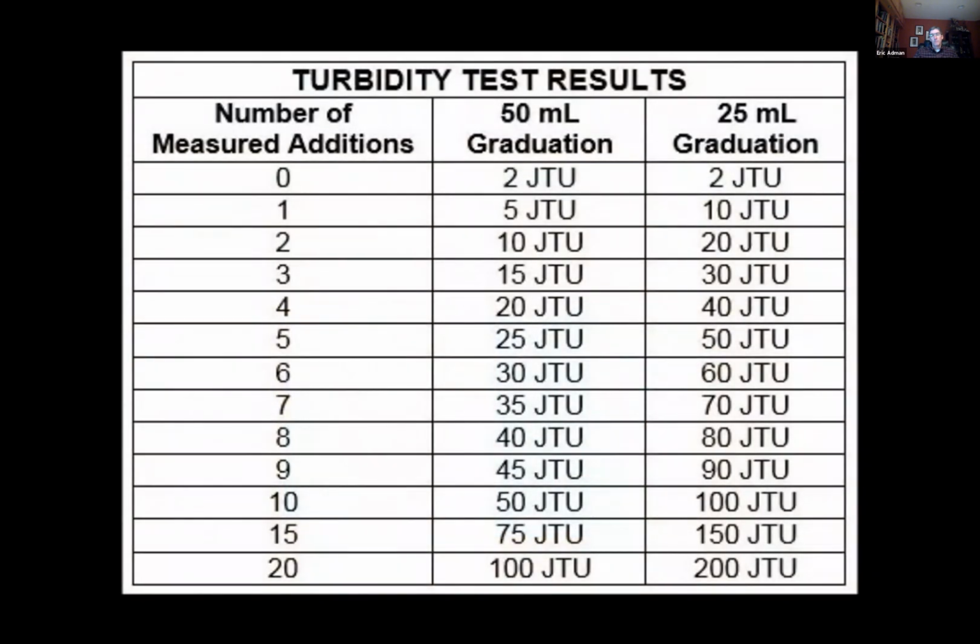Use the number of measured additions of turbidity reagent to find the corresponding turbidity value on the chart in your water chemistry manual. Be sure to read the column on the chart corresponding to the original sample volume of either 50 milliliters or 25 milliliters.